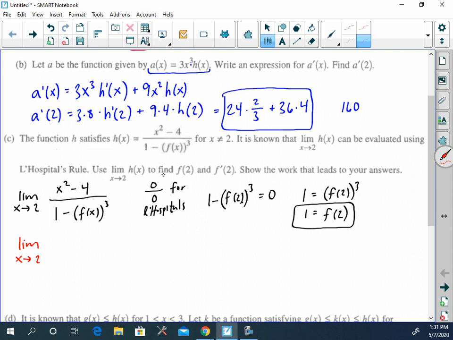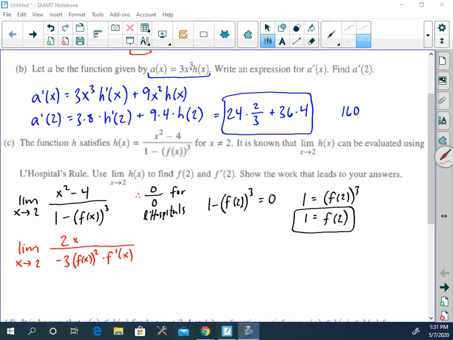So we got our 0 over 0, so then L'Hopital's, therefore, there we go. So the derivative of the numerator is going to give me 2x, and the derivative of the denominator, the 1 goes away. This, we pull the 3 down, we have negative 3 times f of x squared, and then you have to take the derivative of the inside, so times f prime of x, and this is where hopefully we'll be able to find what f prime of 2 is.